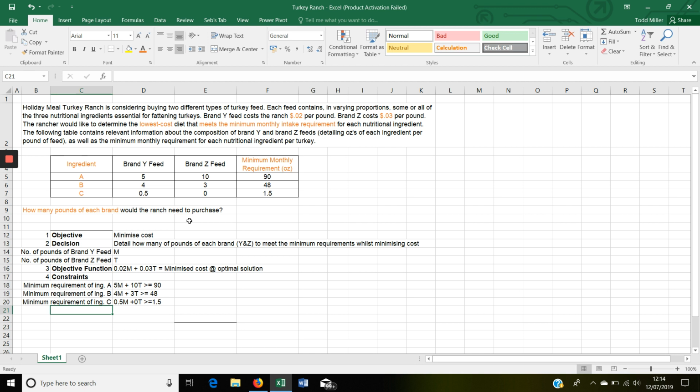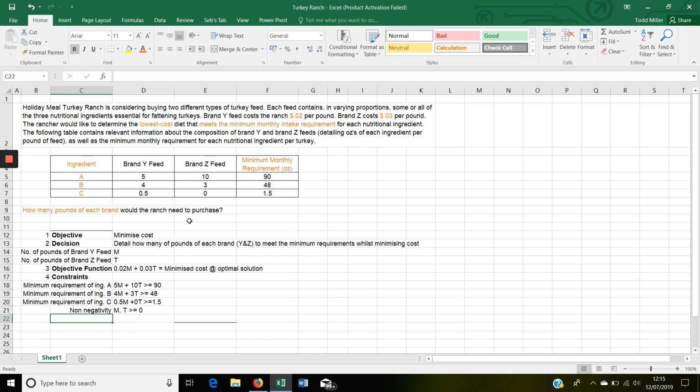So there are constraints from the given information. What you'll also have with linear programming problems, potentially, are 2 other constraints: non-negativity constraints and an integer constraint. First of all, can we have a negative number of pounds of brand Y feed or brand Z feed? Well, no, we cannot. So we shall include our non-negativity constraint, which will show that M and T have to be 0 or above.